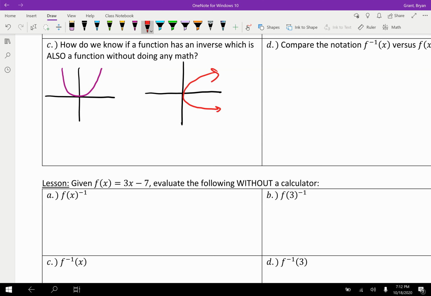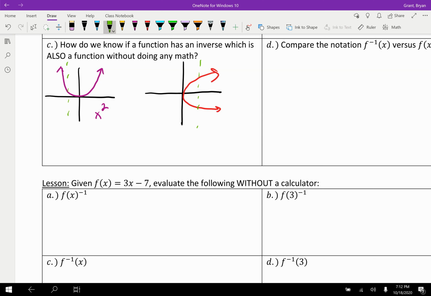Right? It looks something like this. So we should notice, of course, that my original function, x squared, is a function. It passes the vertical line test. However, its inverse is not a function. Its inverse is just classified as a relation or a relationship.